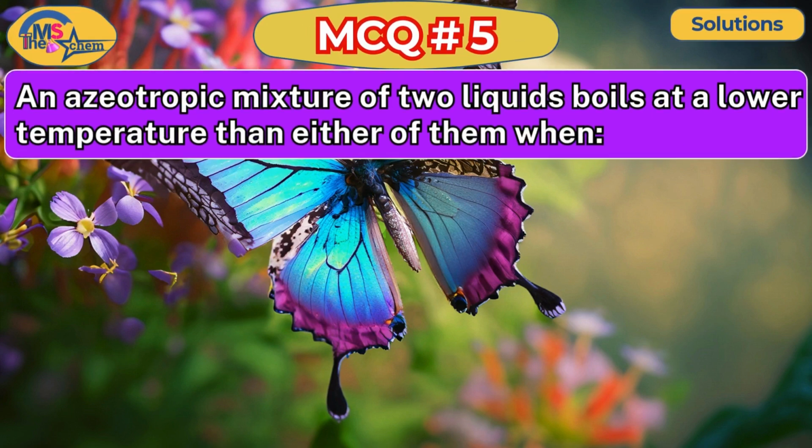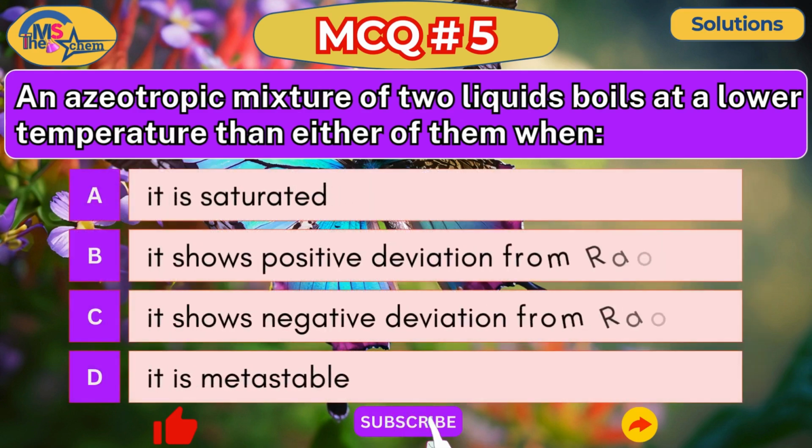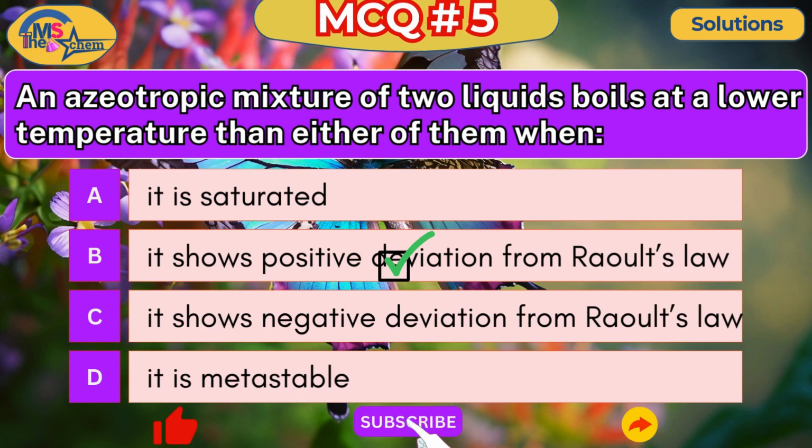And question 5 is an azeotropic mixture of two liquids boil at a lower temperature than either of them when. Here are the four options given. Option A is it is saturated, option B it shows positive deviation from Raoult's law, option C it shows negative deviation from Raoult's law and option D is it is metastable. The true answer to this question is option B it shows positive deviation from Raoult's law.